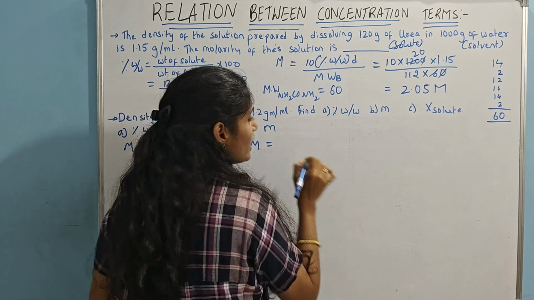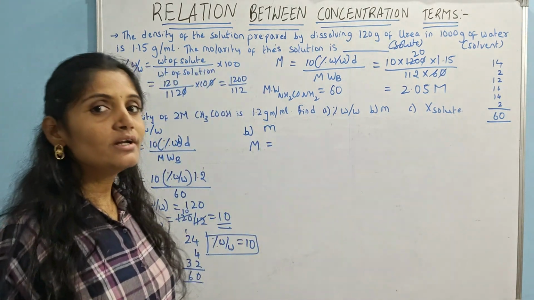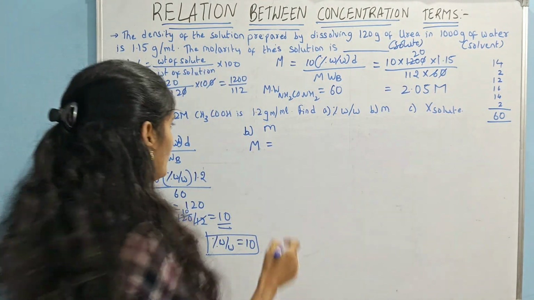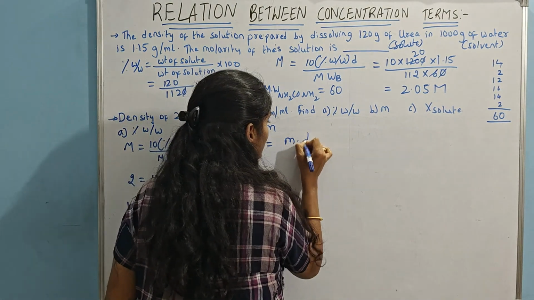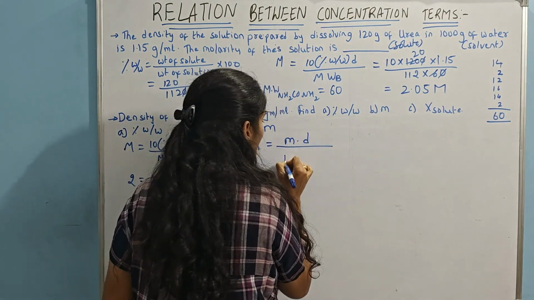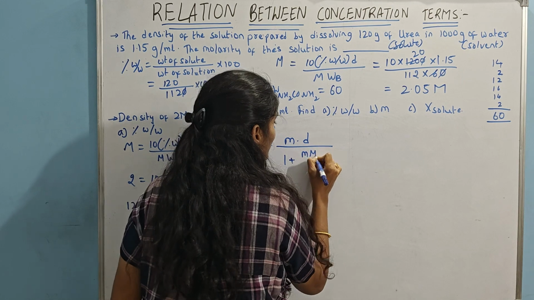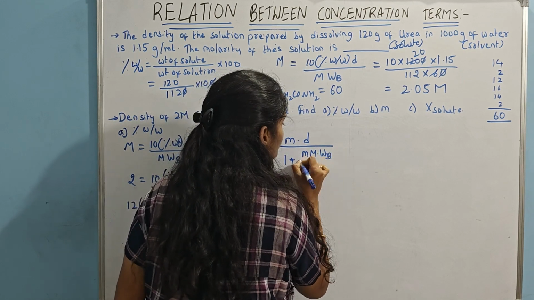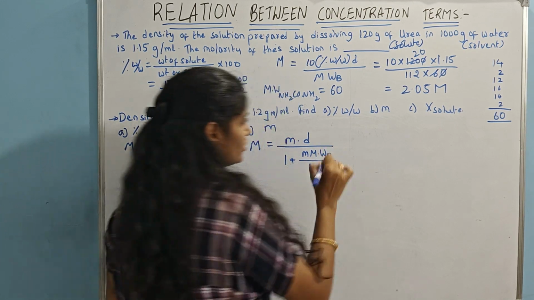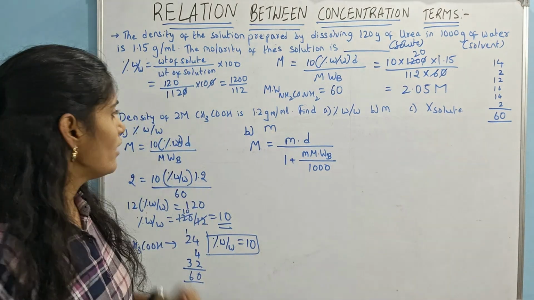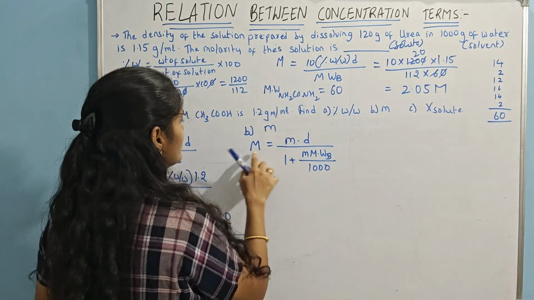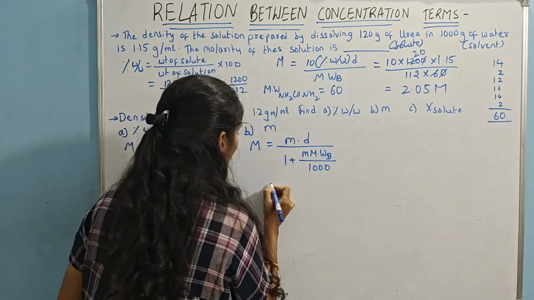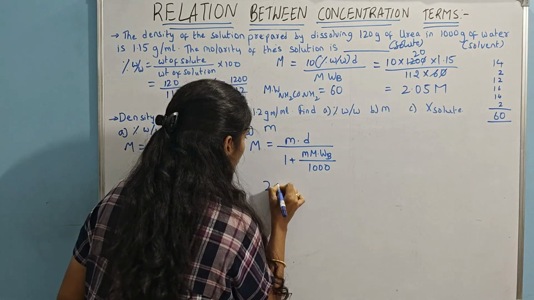Molarity is equal to, when I was teaching, this was the third relation which I taught you: molarity is equal to molality into density divided by 1 plus molality into molecular weight of solute divided by 1000. So this was the formula I have told you. Just substitute the values. Molarity is equal to 2.